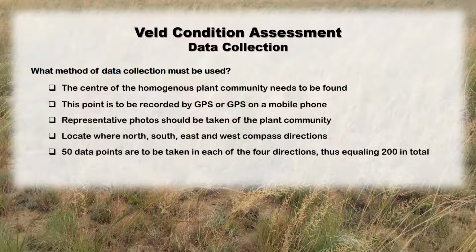And then for your step point, you're taking 50 data points or 50 steps in each of those 4 directions, which will then total 200 points in that one data set. You'd have to repeat this in 2 other locations within that same plant community to make sure that your data is accurate and representative of that plant community.